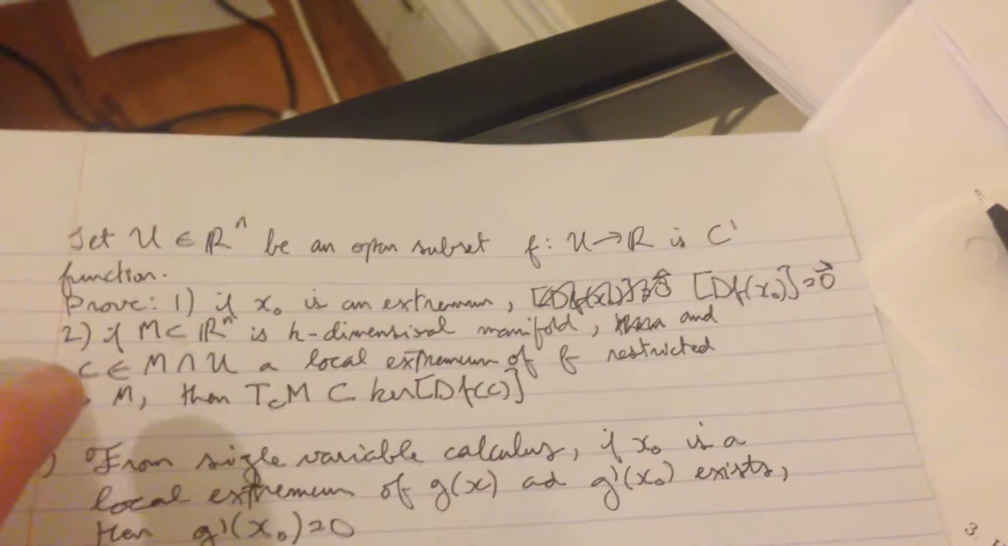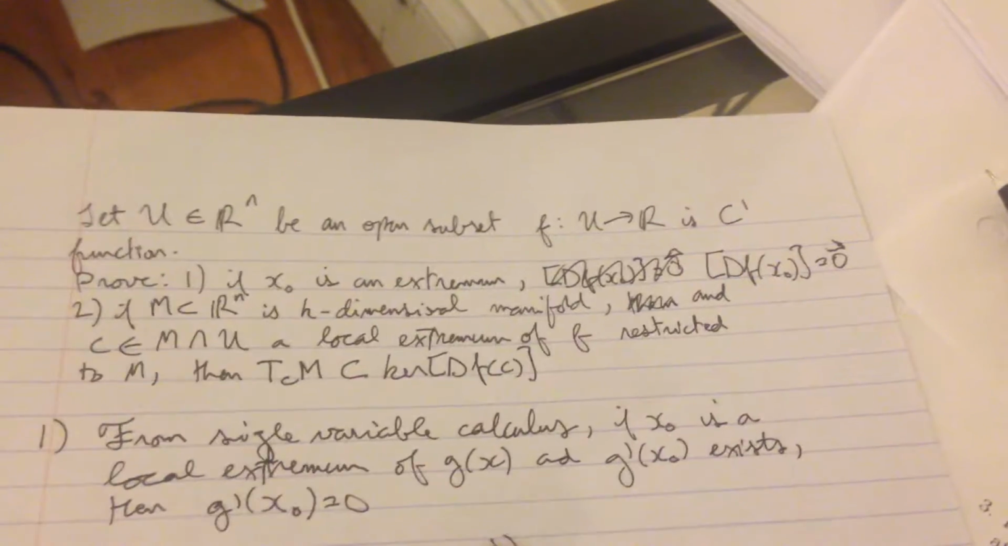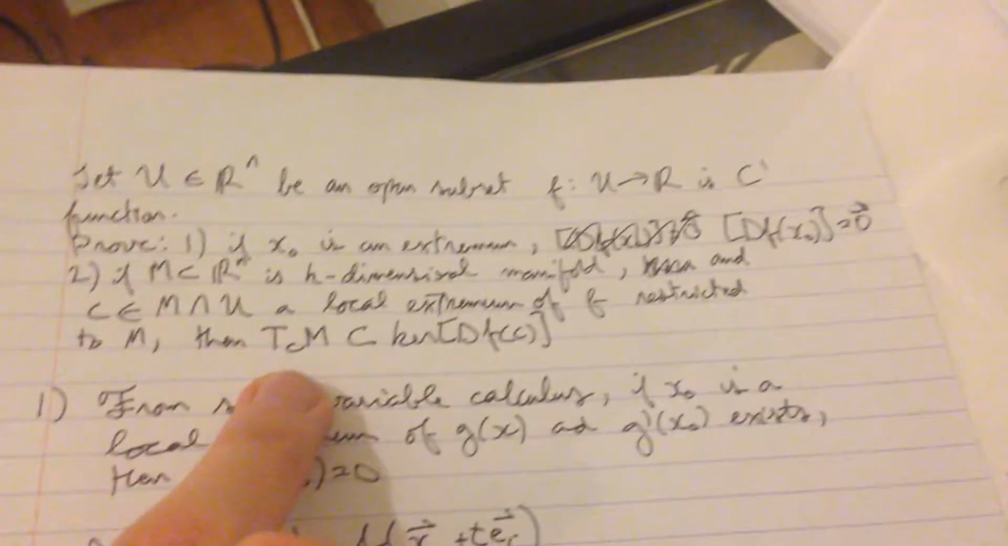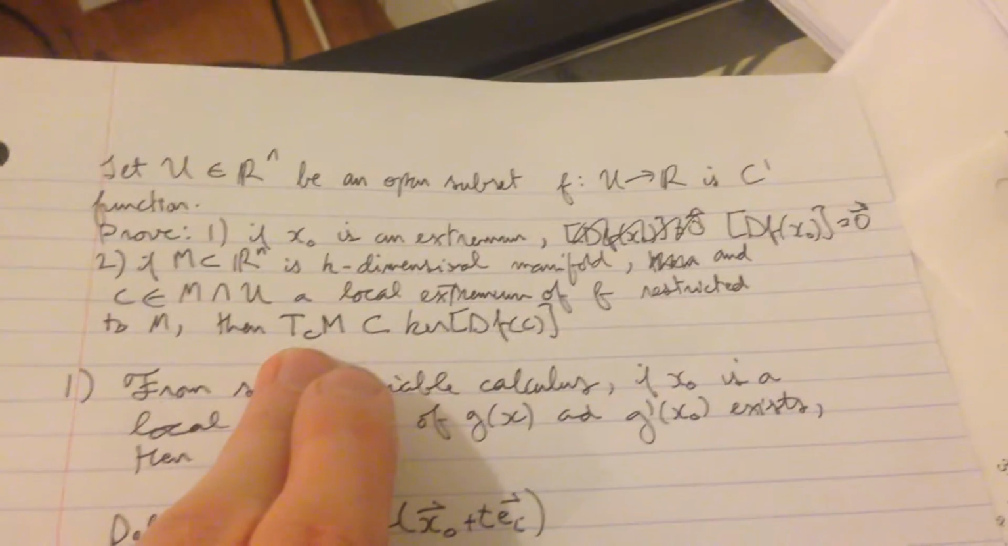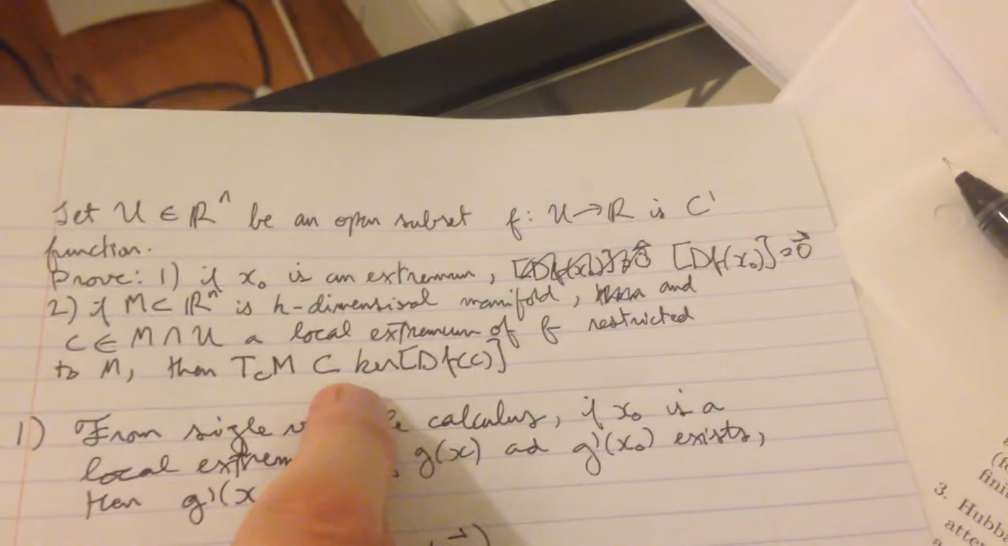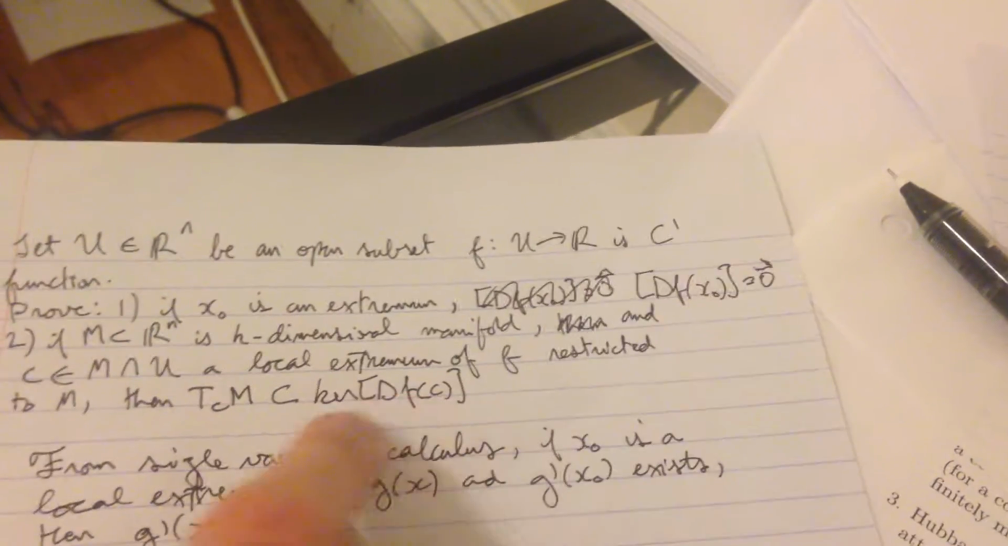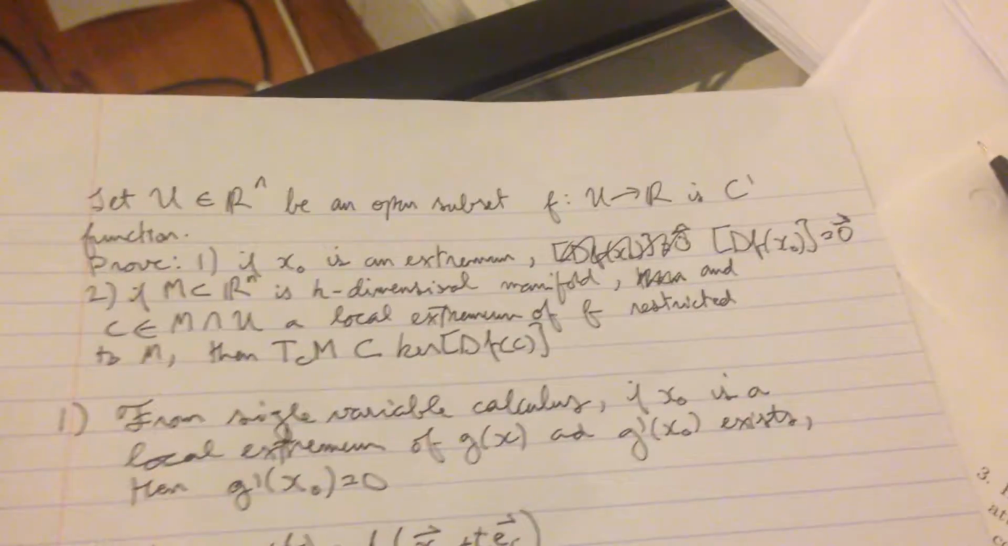And second, that if we have some manifold and we have a local extremum on that manifold, then the tangent space is a subset, or a subspace, of the kernel of D of little f evaluated at that point. So I'll go through each of these in turn.